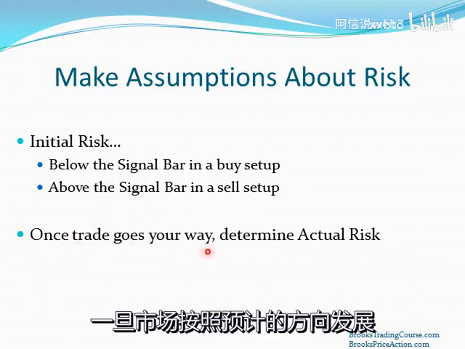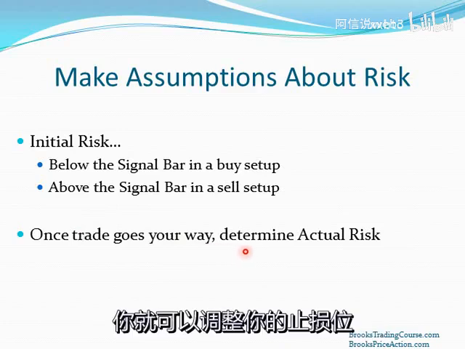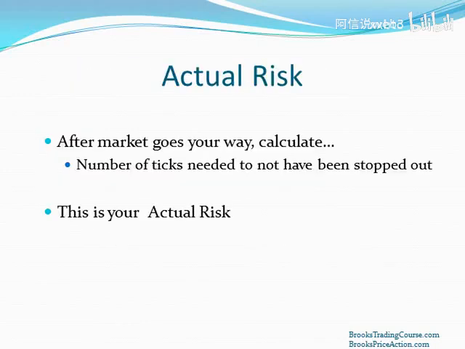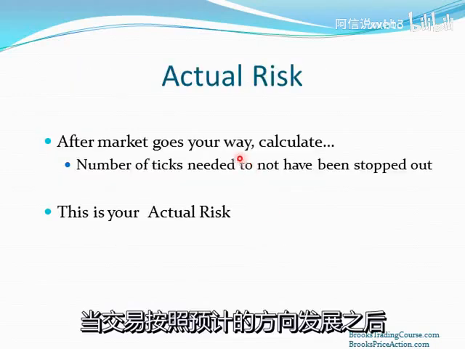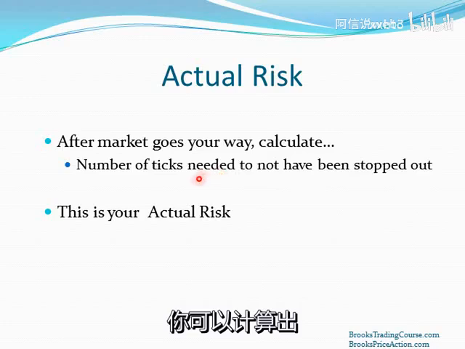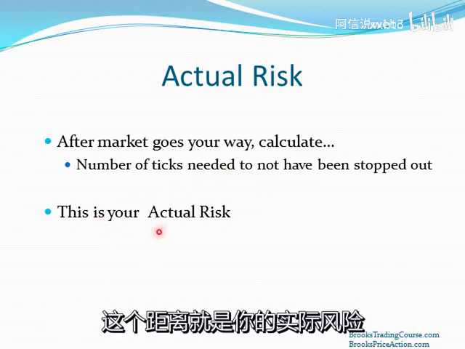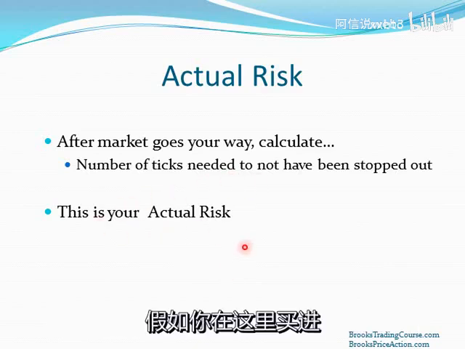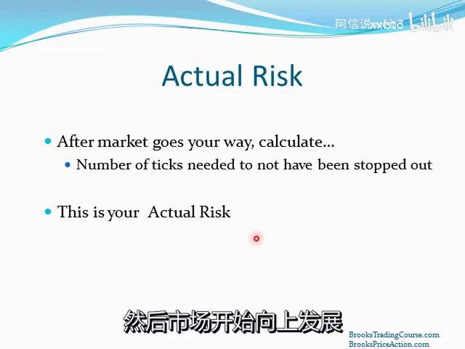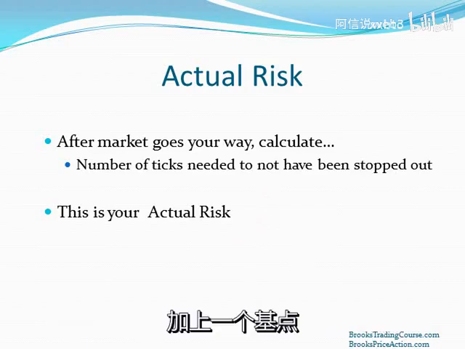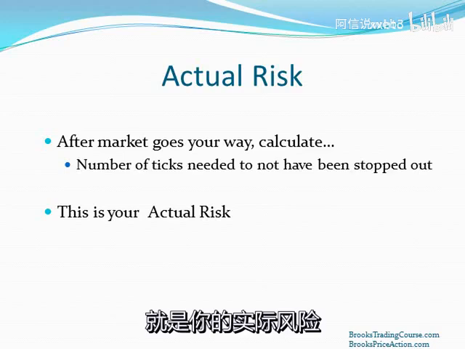Once the trade starts to go your way, you can adjust your stop and determine what your actual risk was. After the trade starts to go your way, just count the number of ticks you would have needed for your stop to not have been stopped out. This is your actual risk. So if you buy here and the market starts to go up, the lowest point the market went while you were in the trade plus 1 tick is your actual risk.